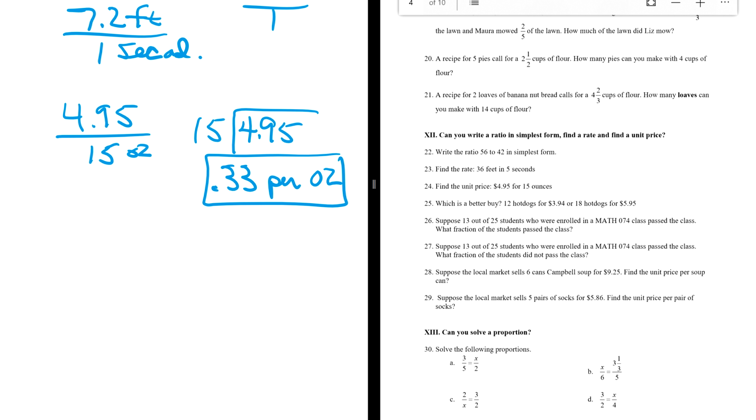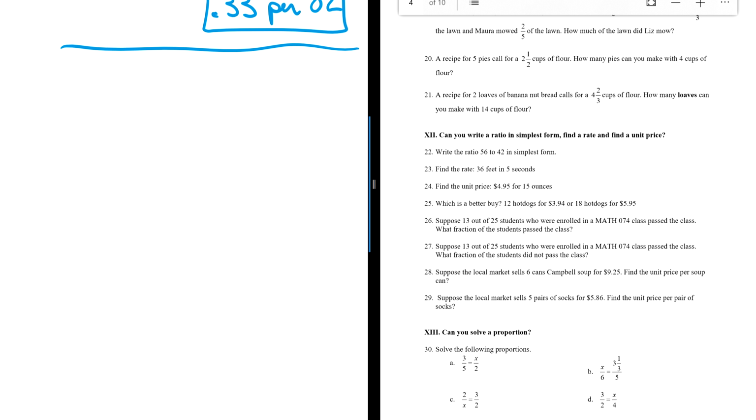All right, which is a better buy? 12 hot dogs for $3.94 or 18 hot dogs for $5.95? Division, right? So this is number 25. Let me scroll this up there. I think you're okay to do that, though. That would be $3.94 for 12 hot dogs.